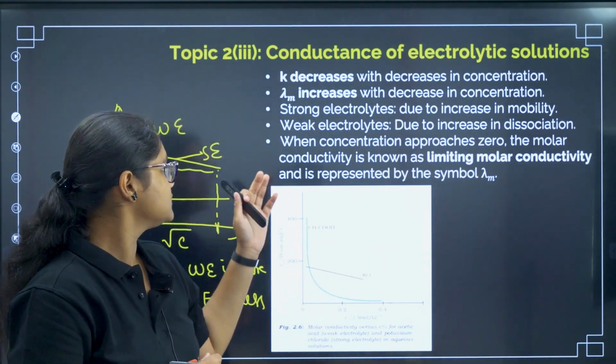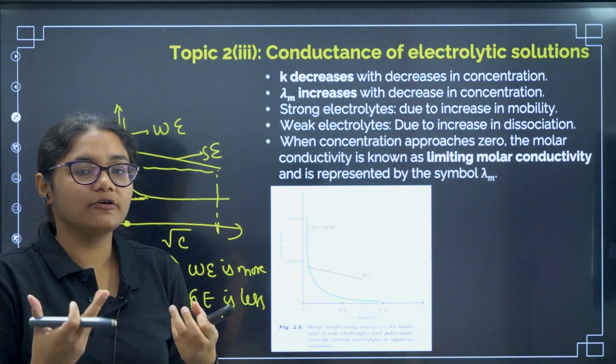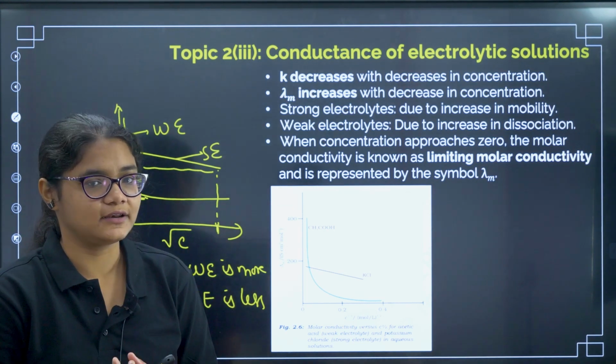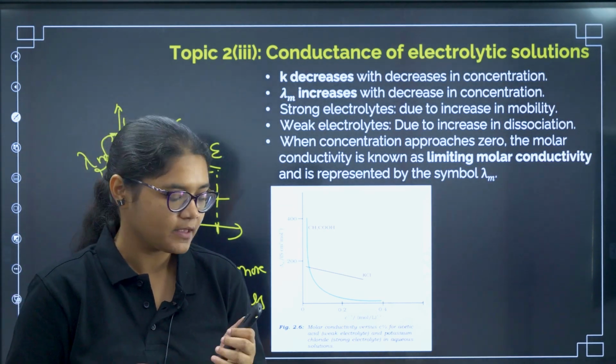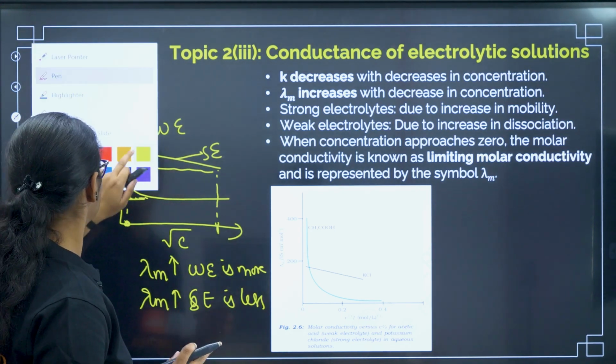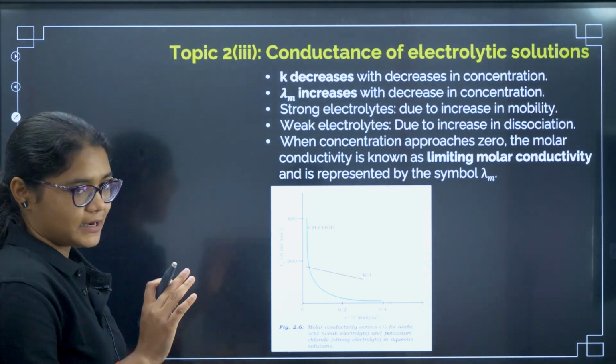The reasons behind them are different. For strong electrolytes, only the mobility of ions is increasing, but in weak electrolytes the number of ions is also increasing. So this is a very important slide, so please prepare it properly.